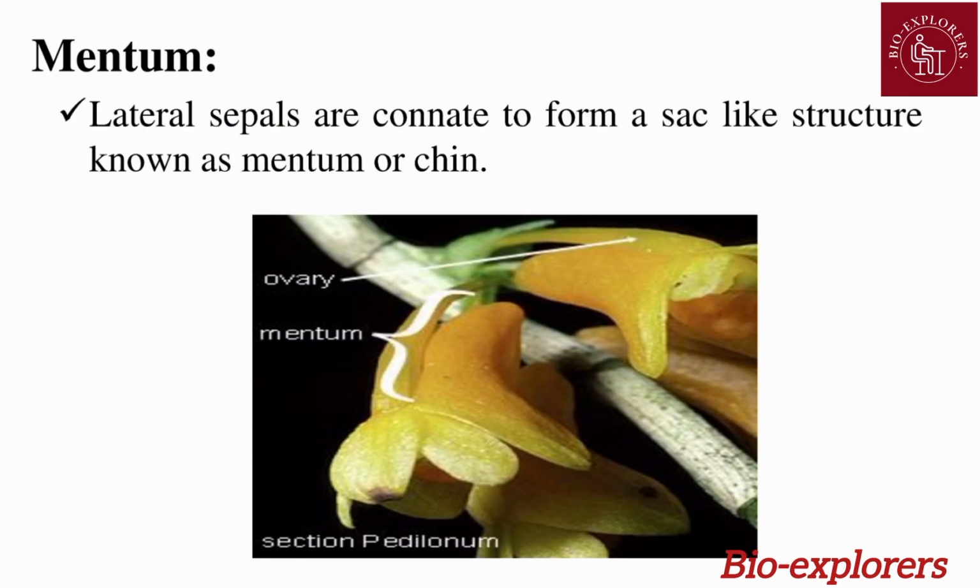In Orchidaceae members, sometimes the lateral sepals are connected together to form a sac-like structure. That sac-like structure is known as mentum, which is generally sac or spur-like in nature, in which the nectar secreting cells are located.